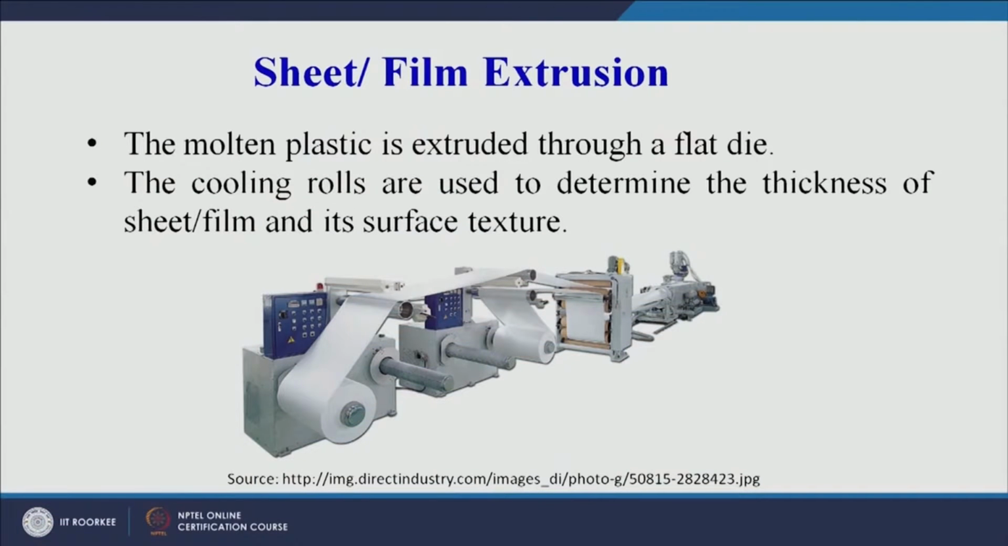A film is slightly thinner as compared to a sheet. So sheet and film type of products can be made using extrusion, and the specific process is called sheet film extrusion. How this is achieved, you can very easily relate now: the die is going to give shape to the product. The die in this case will be a flat die, and the opening of the die will represent the thickness of the sheet or the film that we want to extrude.